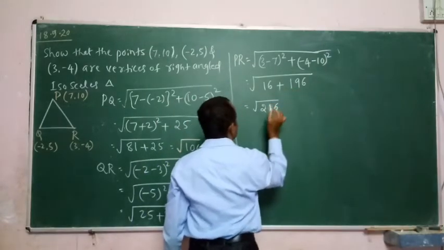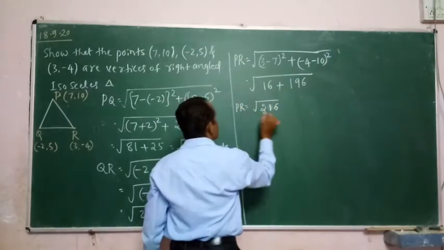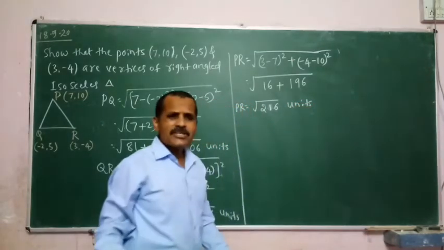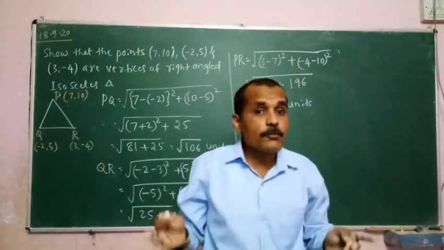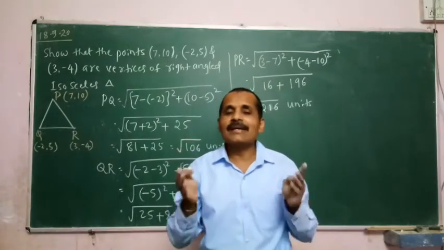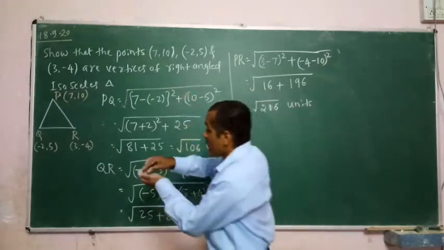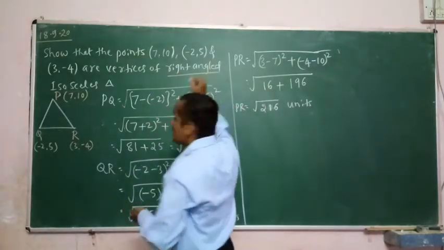Yeah, PR square is equal to 216 units. My dear children, if you do up to here, what have you proved? You proved that it is an isosceles triangle. But along with that you have to prove what is required: that it is a right angle triangle.